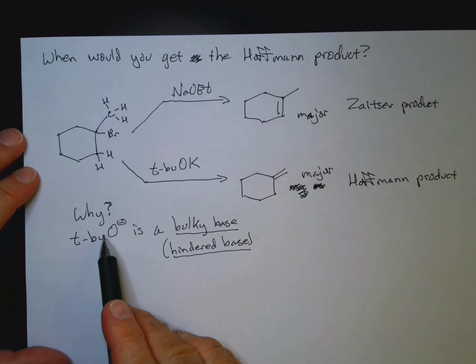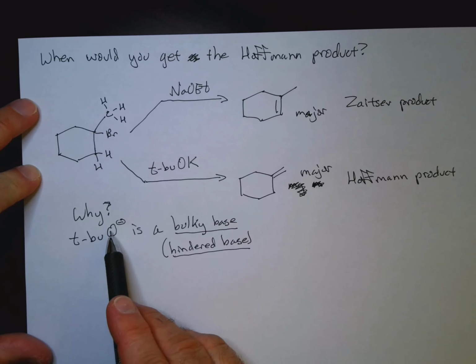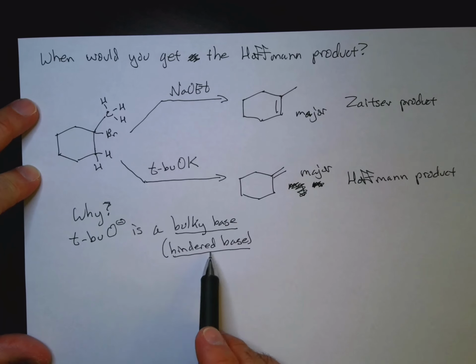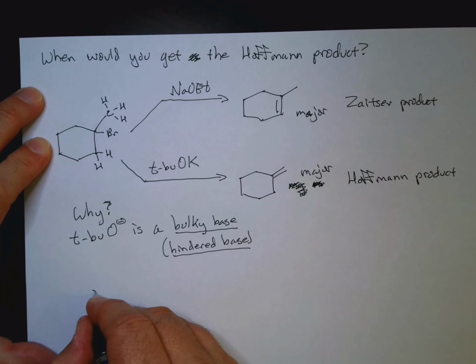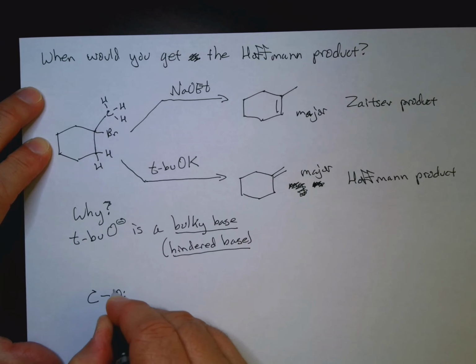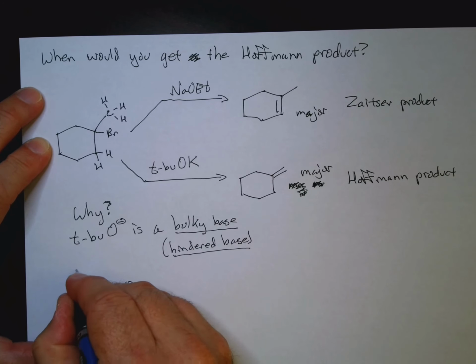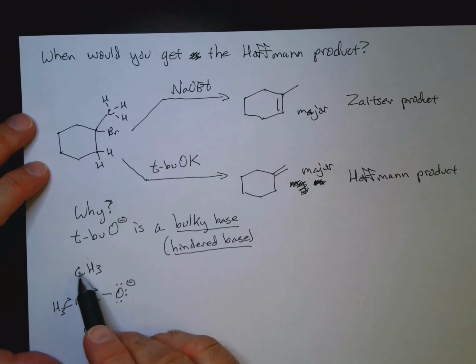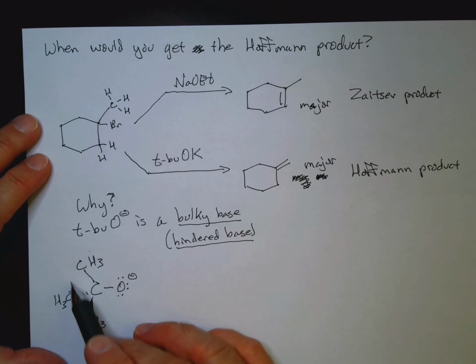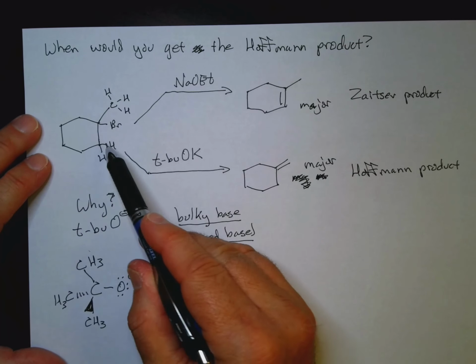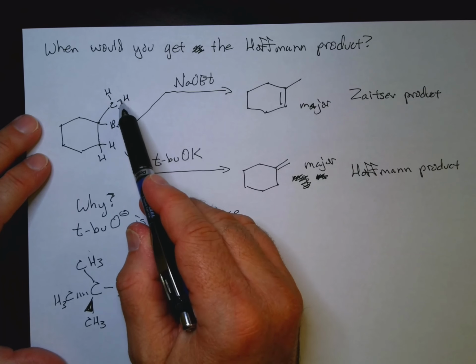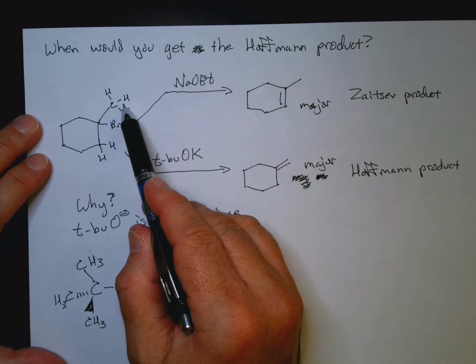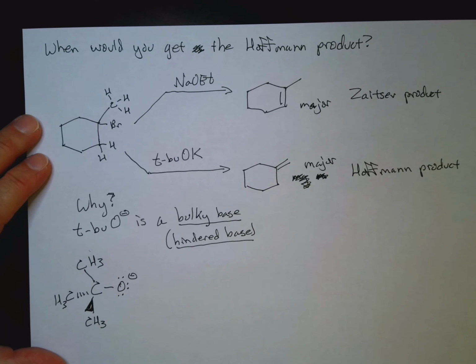Well, the reason is that t-butoxide, NaOtBu, is a bulky base, or a hindered base. So what does our t-butoxide look like? I've got my minus there. I've got a CH3, CH3, CH3. So these methyl groups are all kind of large, and they make this basically bigger. And it's harder to get in close to remove one of these protons. So the easiest proton to remove is the one that gets pulled off.